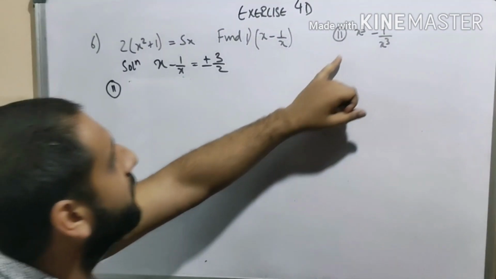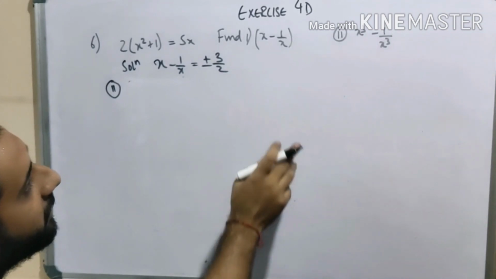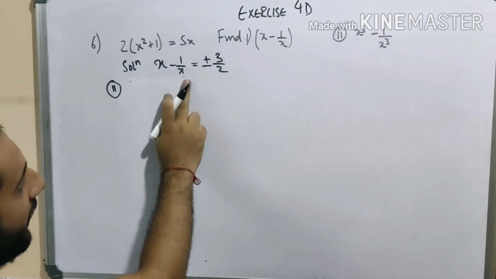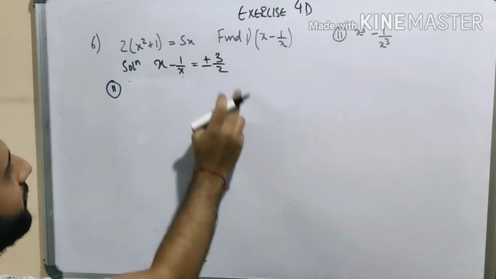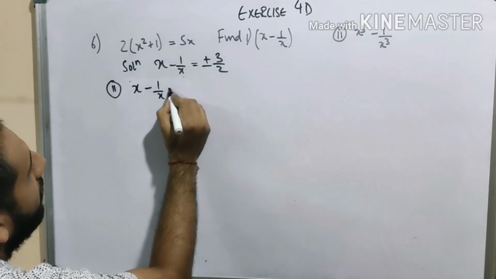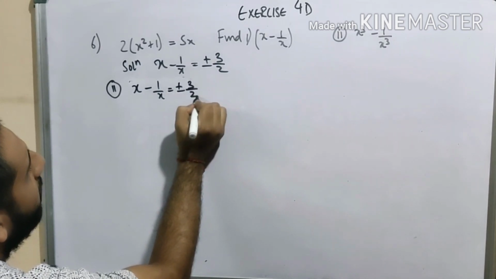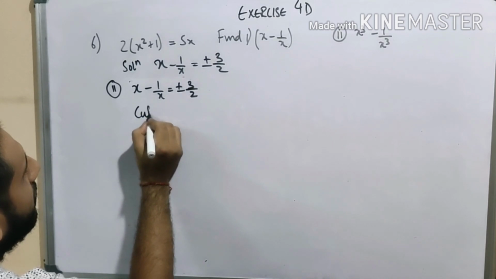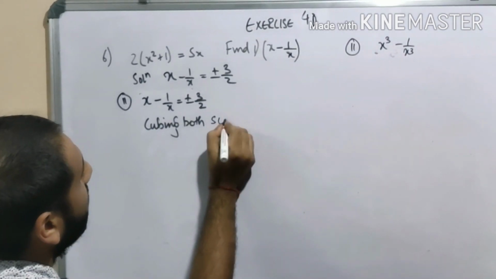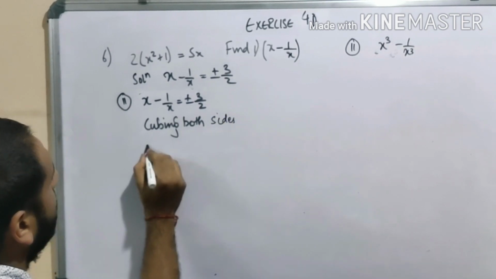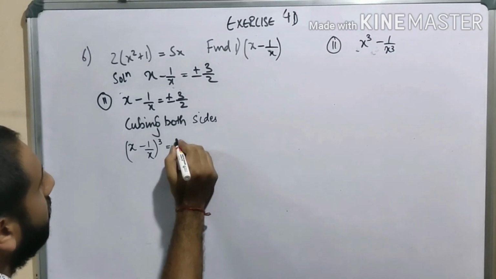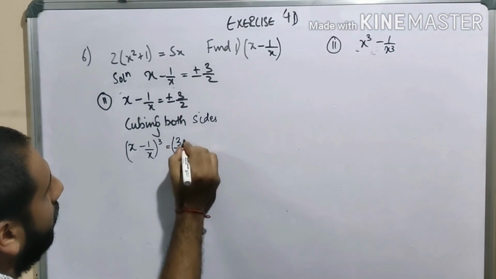Okay, now students will be solving x cubed minus 1 by x cubed. See, previously we got the value of x minus 1 by x. It happened to be plus minus 3 by 2. So I'll use the same thing. X minus 1 by x is equal to plus minus 3 by 2. I just have to find the cube of this, so I'll be cubing both sides. This becomes 3 by 2 whole cube.